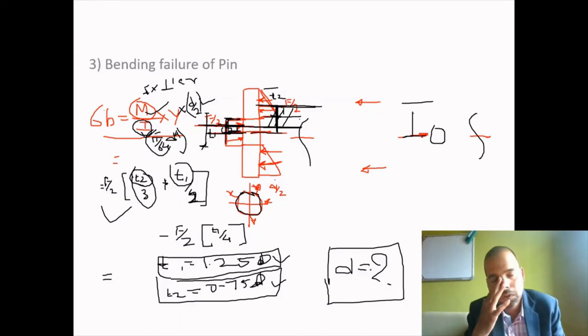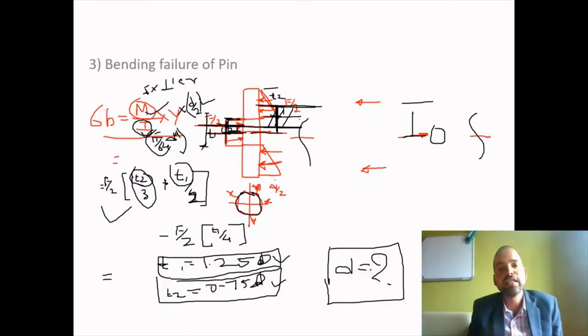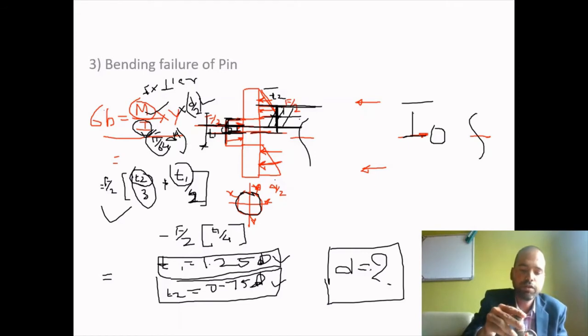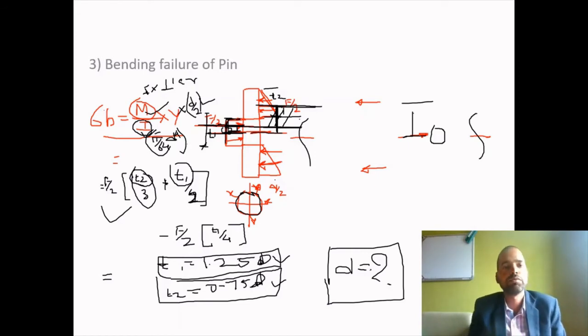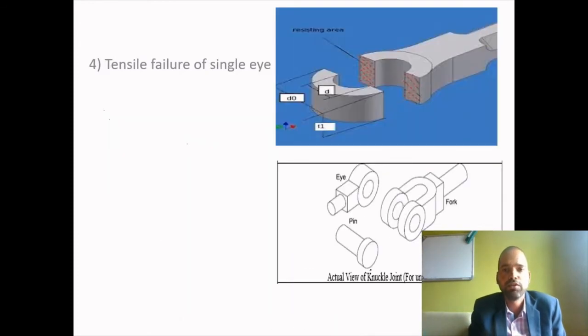Whenever there are two modes of failure and we get the same dimension from both, we have to select the maximum value, so that in case of the chances of failure, we select the maximum value of the dimension, right? So for the pin, there are two chances of failure, bending and shear. From both the stress equations, we get the diameter of the pin, and from the two diameters of the pin, we select the maximum. The next one, tensile failure of the single eye.